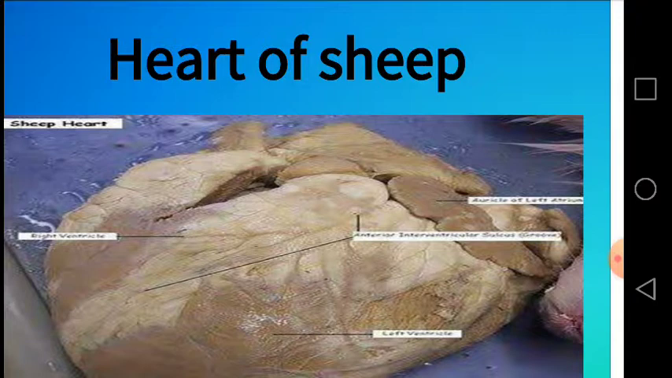The right side of the heart pumps blood to the lungs, where carbon dioxide produced as a result of respiration is removed from the body and oxygen from the air is absorbed into the bloodstream. The left side of the heart pumps oxygenated blood to the rest of the body.